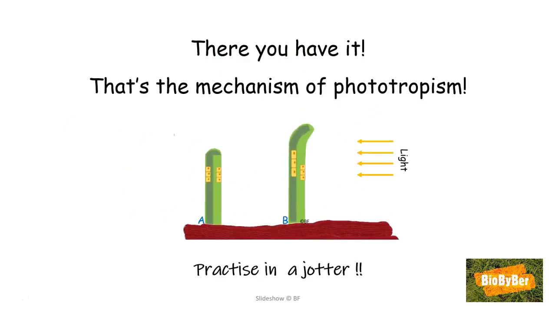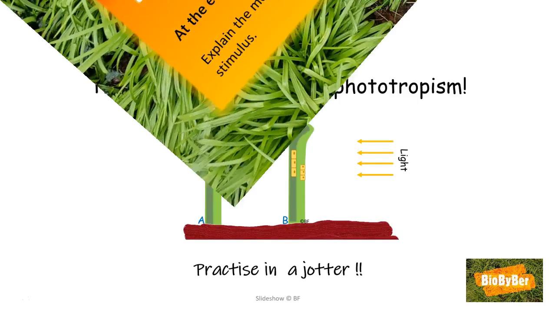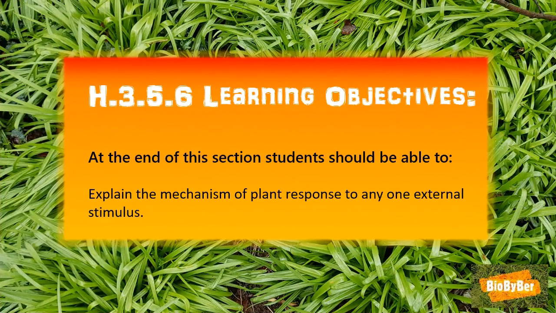Practice in a jotter. Now that we have reached the end of our lesson, have we achieved our objective? Can you explain the mechanism of plant response to any one external stimulus? Can you explain the mechanism of phototropism?